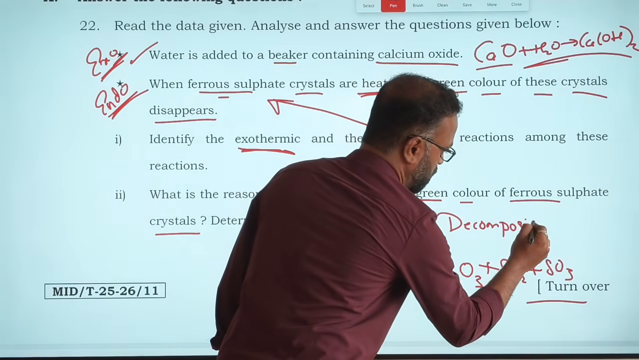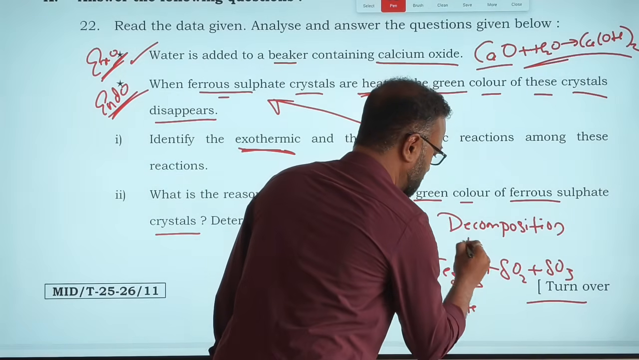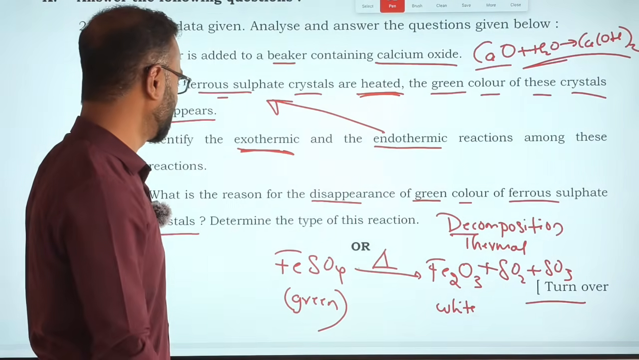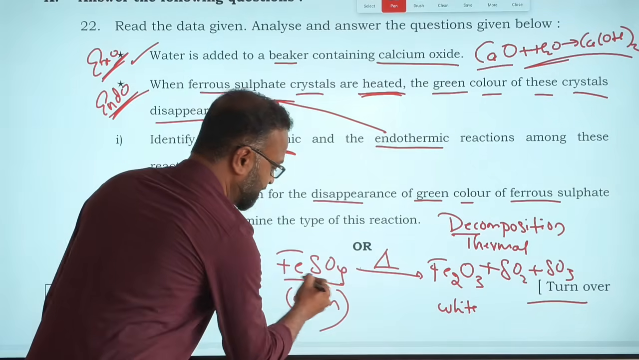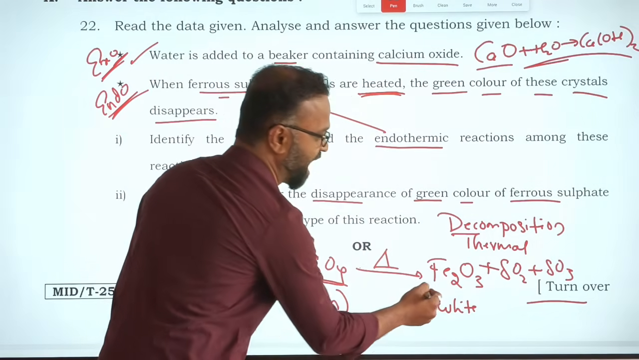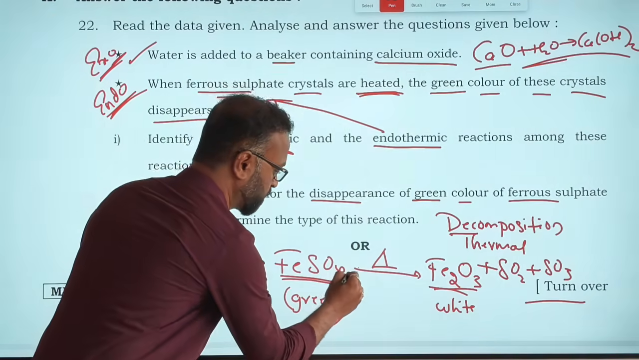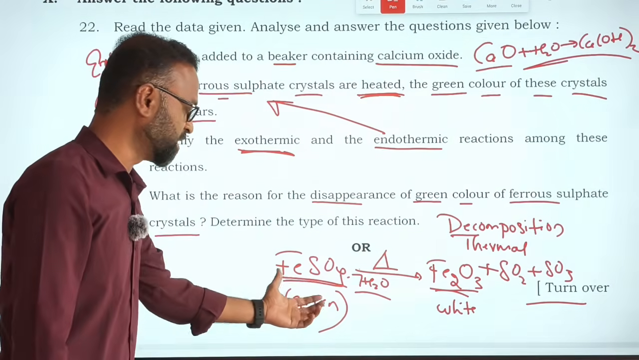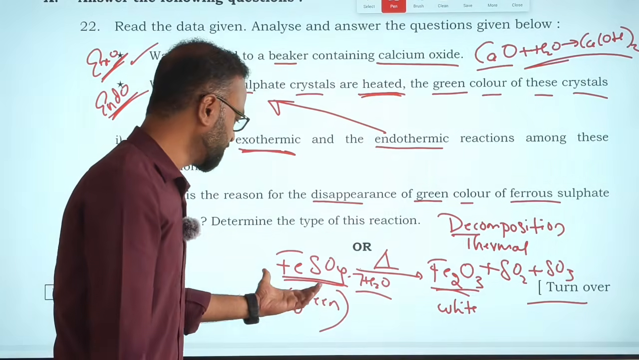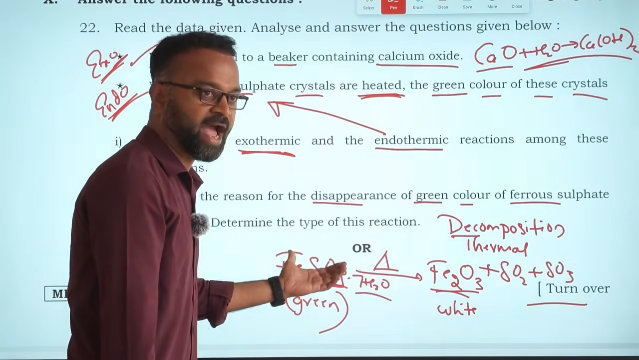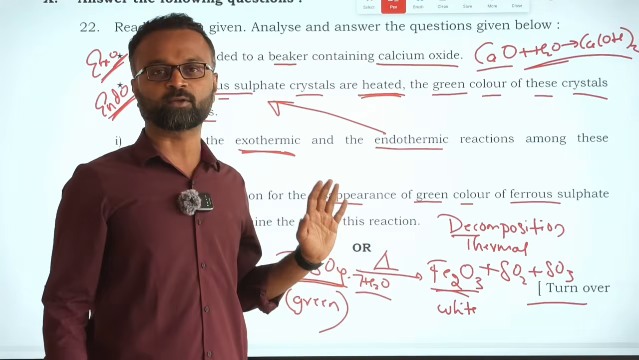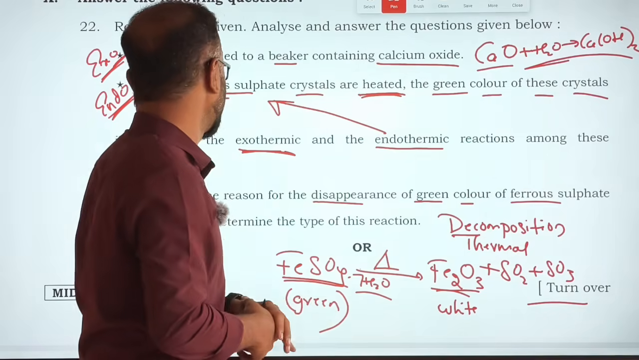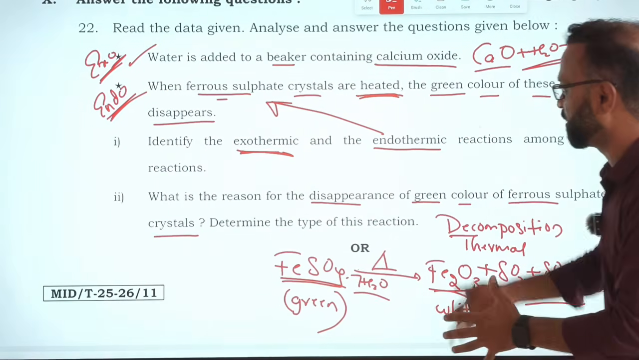Decomposition reaction, or we can call it thermal decomposition reaction, as we are supplying the heat to break down the ferrous sulfate, and this hydrous ferrous sulfate will become anhydrous. Actually, it is FeSO4.7H2O. Hydrated compound, that's why the color is green. Because of the loss of water, the green color hydrated ferrous sulfate will convert into ferric oxide, which is white in color. This is how you are supposed to write the answer point wise, then only you will get full marks. Hope this is clear. If you want, you can take the screenshot.